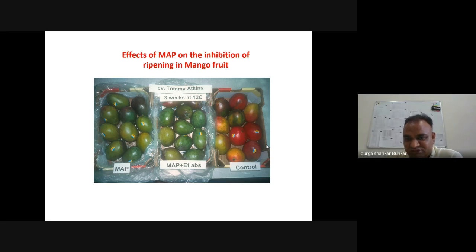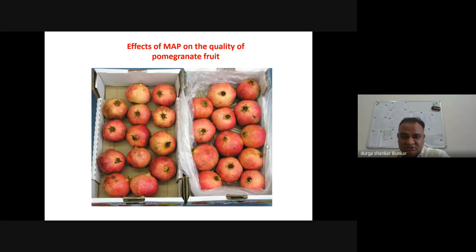And we can see the difference: the control is totally ripened, and in the MAP it's still mature fruit. And the ethylene absorber is used to absorb the ethylene gases during the storage period. There's another example where we can observe the quality of pomegranate fruit, and this is, you can see, an excellent effect.